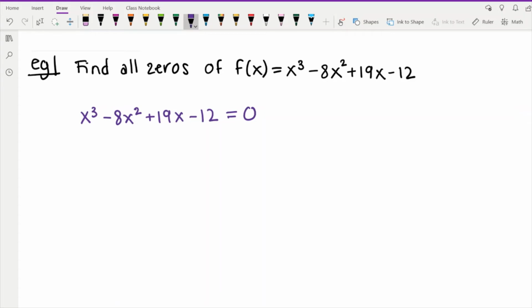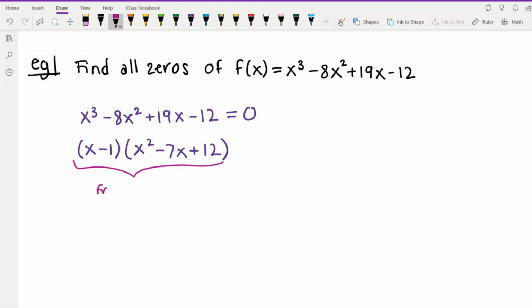But from the last page, we found out that this polynomial can be factored as x minus 1 times x squared minus 7x plus 12. I would not expect you to be able to just see that from scratch, but because we did this polynomial long division, that's how we know it. So maybe I'll make a note of this. This was from the long division on the previous page. In case anyone is looking at these notes, they'll know where that came from.